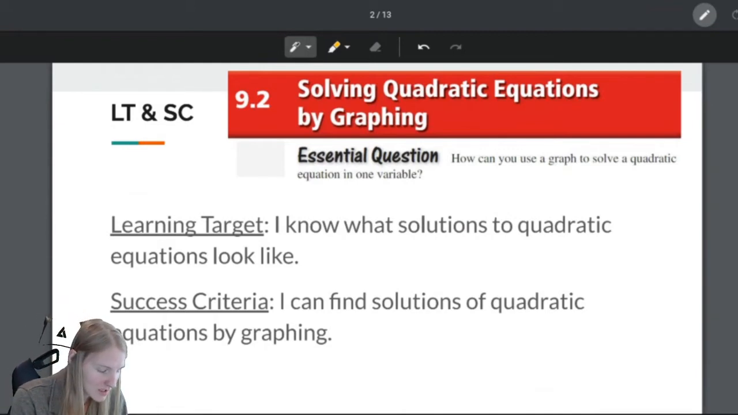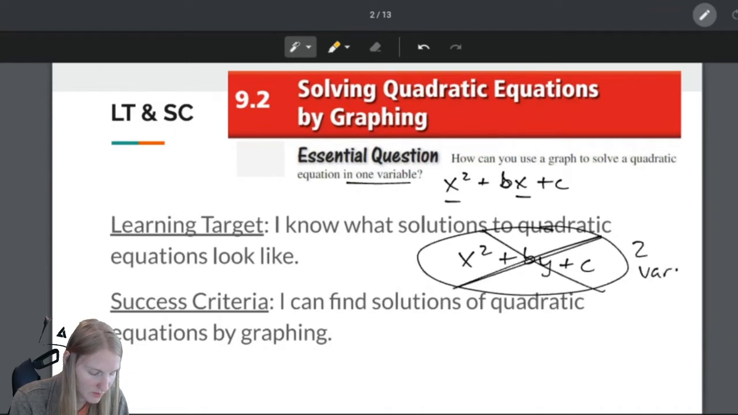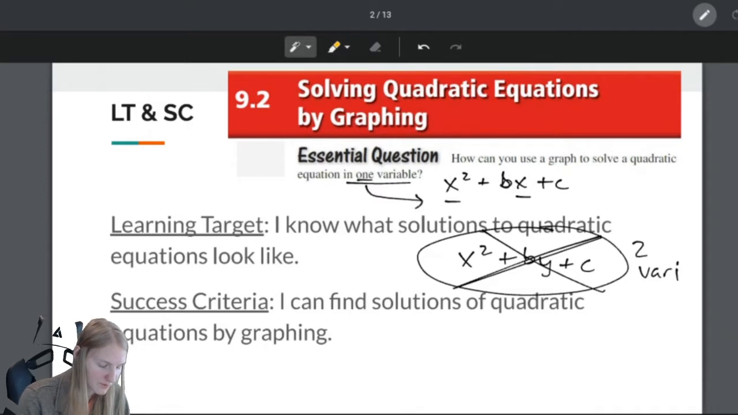When they say in one variable, that just means it's x squared plus bx plus c. It's x, not x squared plus by plus c. That's two variables, and this is one variable.